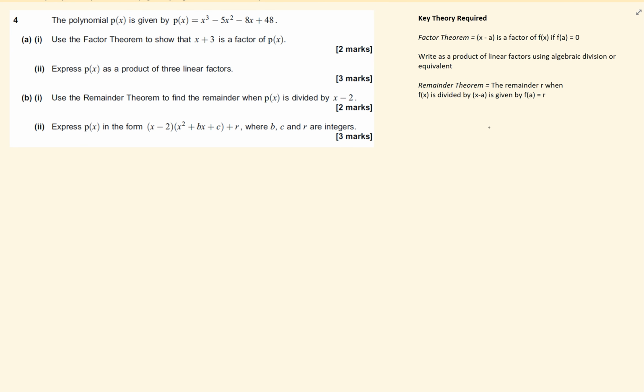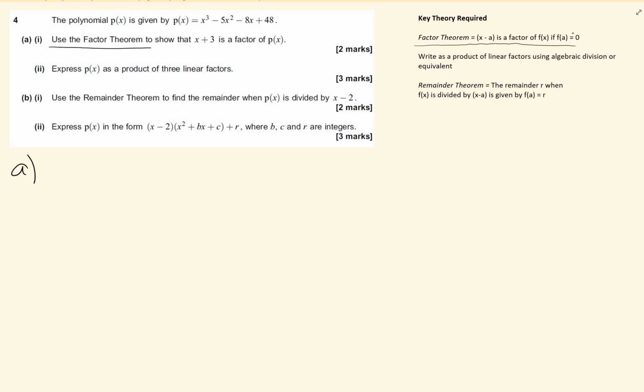The biggest reason why students lost marks for me was that they didn't actually use the factor theorem, because if it says in the question you've got to use factor theorem, then you must. So the factor theorem, as it states up here in its algebraic form, is that x minus a is a factor of f of x if f of a equals 0.